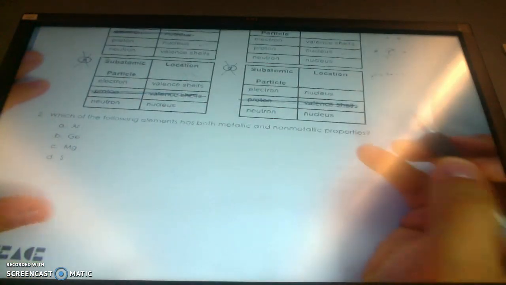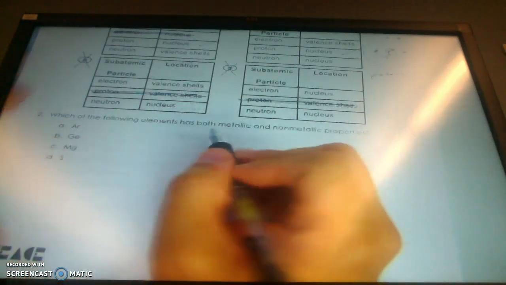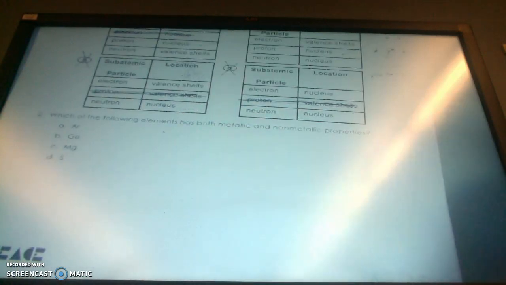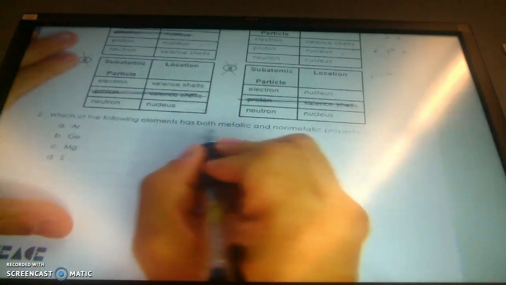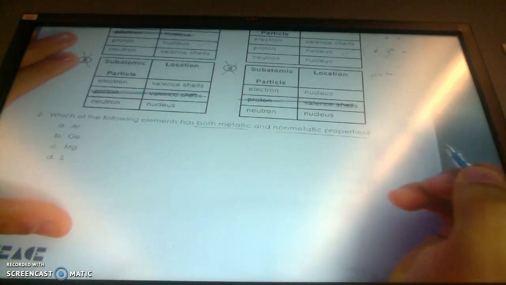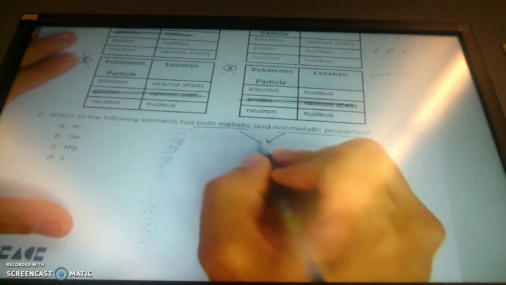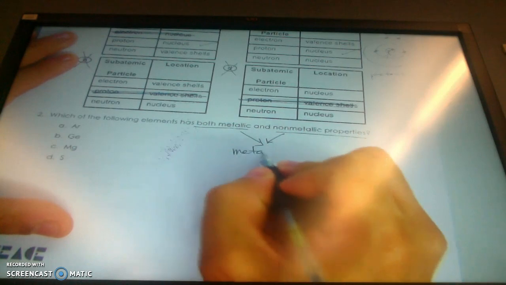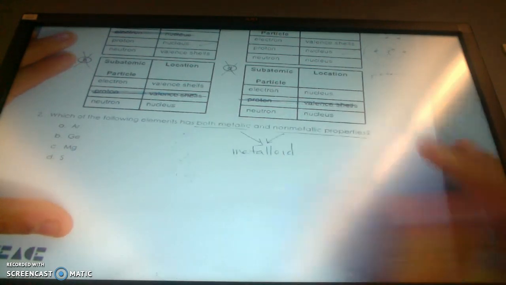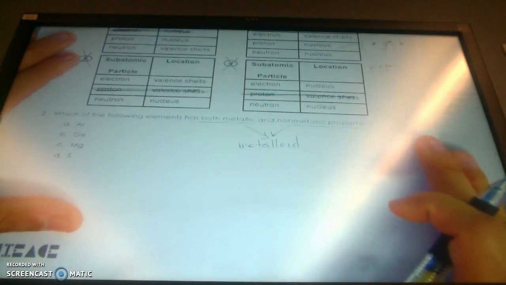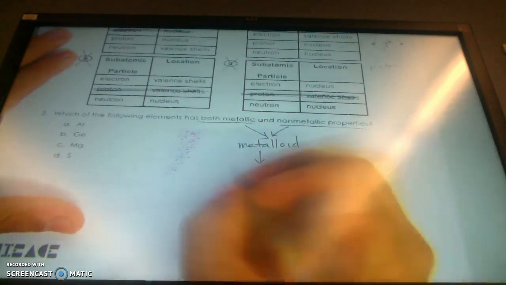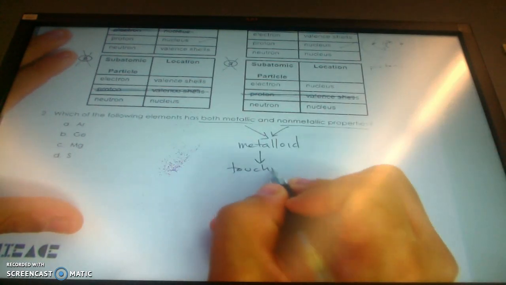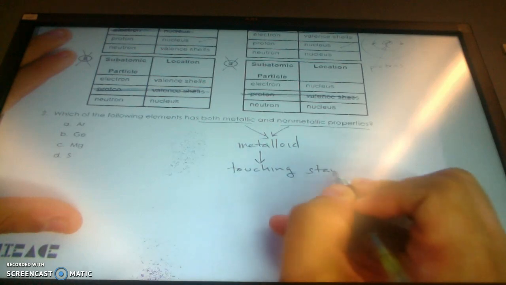Going on to the second one, it's asking which of the following elements has both metallic and non-metallic properties. If something is both metallic and non-metallic, that's letting me know already that this has to be a metalloid. And I remember from all of our practice before that a metalloid is something that's touching the staircase on the periodic table.